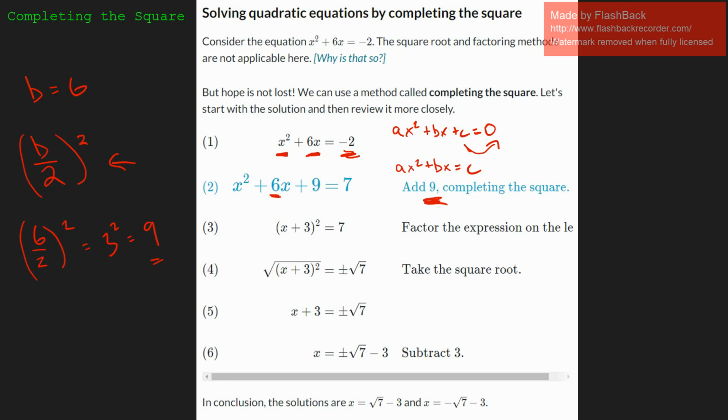So again, if I were you, write this down. Add this number to both sides. Find the b, whatever the b is, divide it in half, and then square it. Whatever number you get, that's the number you add to both sides.